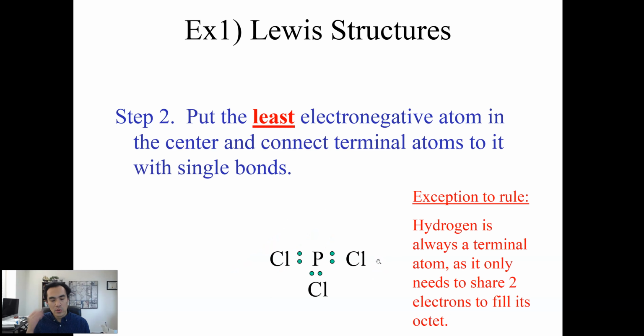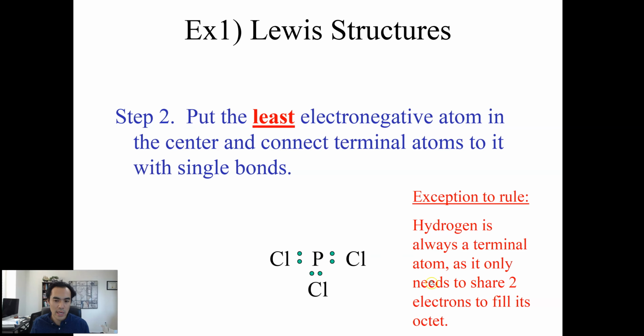That brings us to the second part. You always put the least electronegative element in the middle and then connect them across with single bonds. So for example, phosphorus here is your least electronegative element because it's a little bit to the left of chlorine. And because of that, we're going to put the chlorines around there.